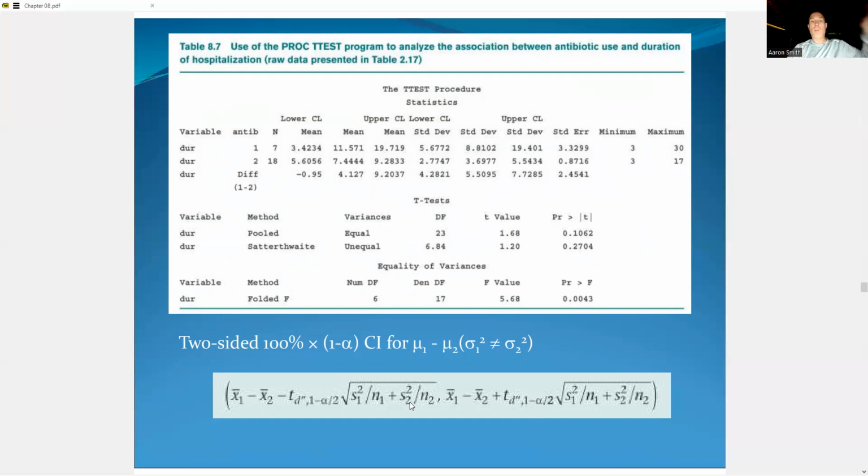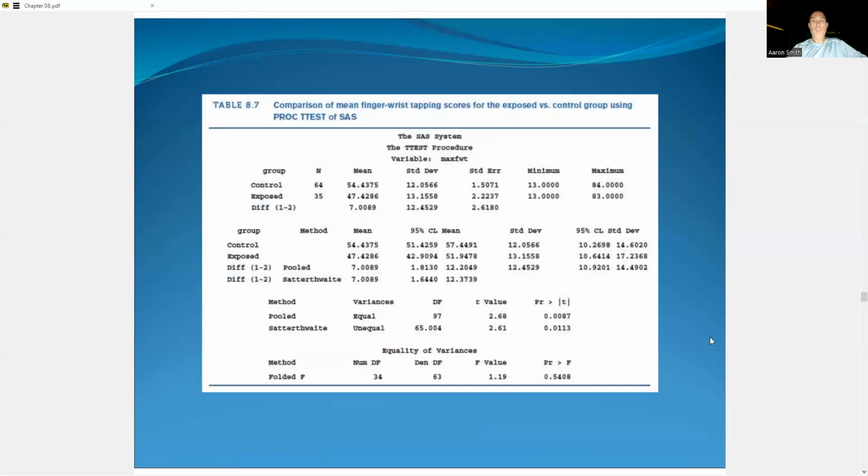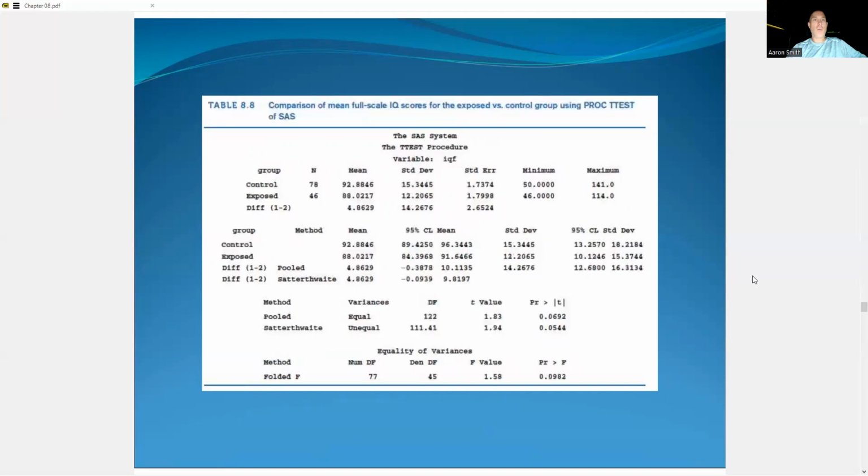And computing the confidence interval works out exactly the same. Take the point estimate, the distribution cutoff, multiply by the standard deviation, and we do a plus or a minus. Boom, we get our confidence interval. Notice that the confidence interval is always centered on the point estimate, that is x1 minus x2. And so here is another way to tackle it, or a different data set using SAS.